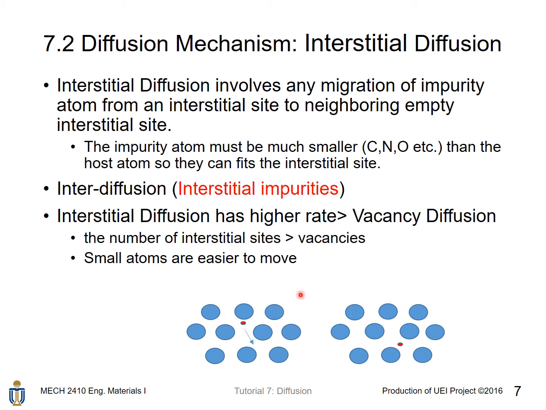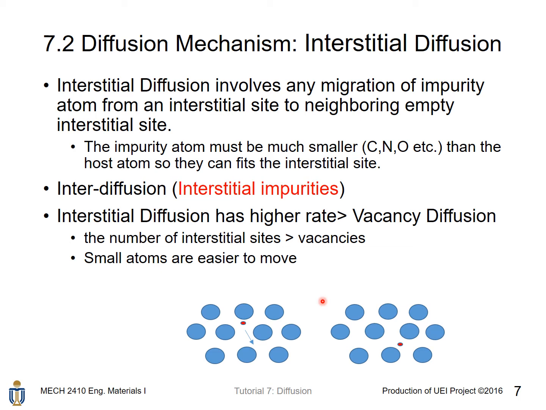You can see that even though the blue atoms are perfectly packed, there are still some spaces which allow the much smaller red atom to diffuse into this blue atom piece. Therefore, the impurity atom must be much smaller than the host atom, for example carbon, nitrogen, or oxygen, so that they can fit into the interstitial sites.